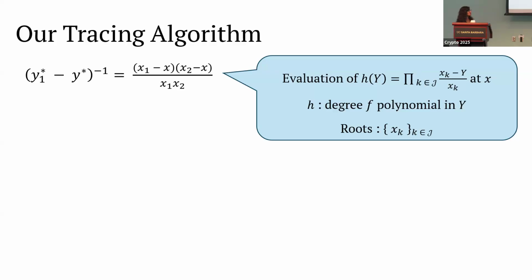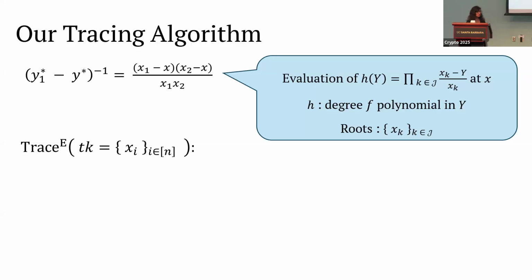So I'm defining this particular polynomial which has degree f, which is exactly the number of corrupt parties. Moreover, the roots of this polynomial correspond exactly to the xk values of the corrupt parties, just by definition. And now what we have here is by running the box twice, I have gotten one evaluation of this polynomial at the value x. So now we can use this observation to trace.